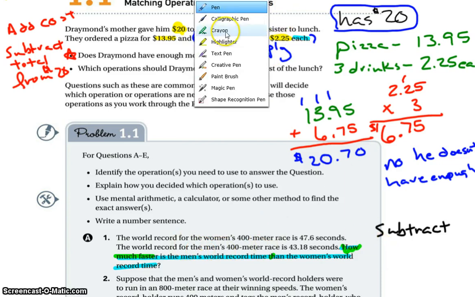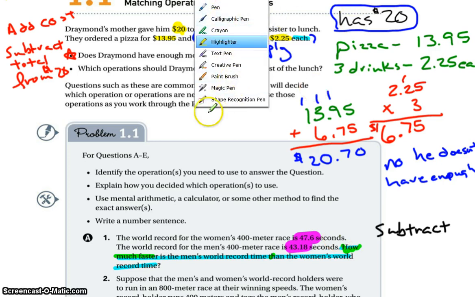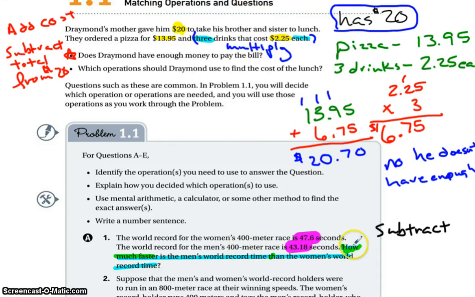Now, for the numbers that I need, do we really care about the 400-meter race? No, we don't. What we're really concerned about is the time that it took. So 47.6 and 43.18. Now those are the two numbers I need. We don't need the number 400 because that's just telling us what the race was. So I'm going to subtract.